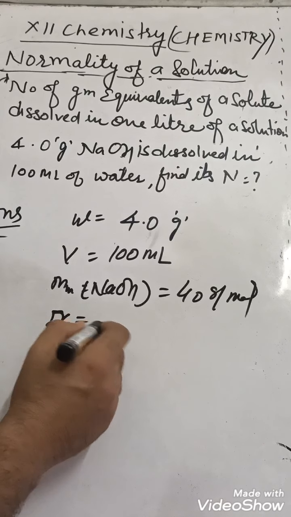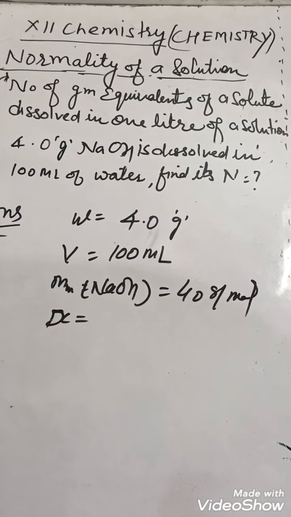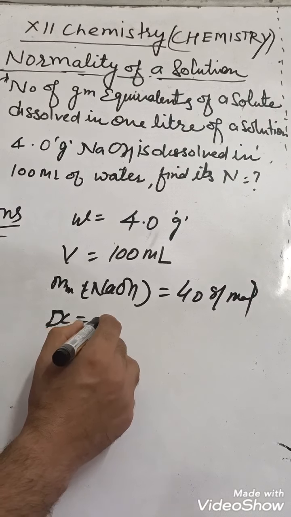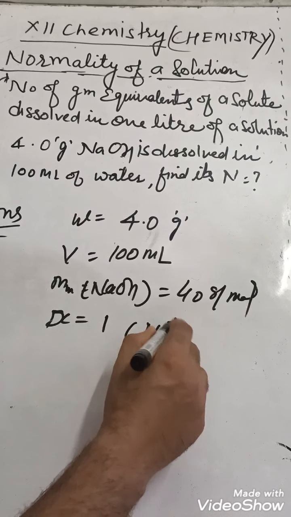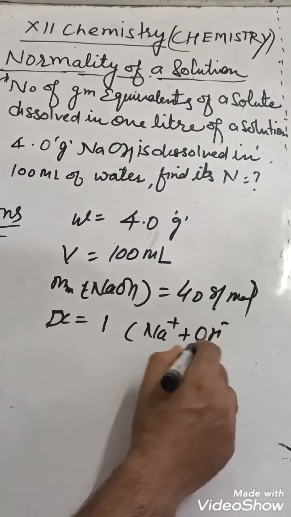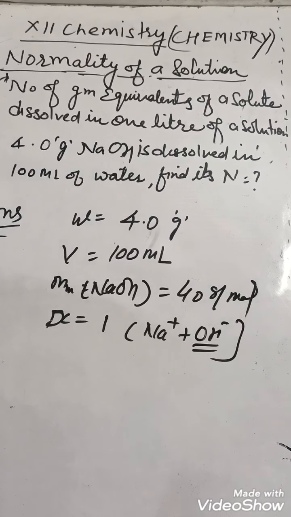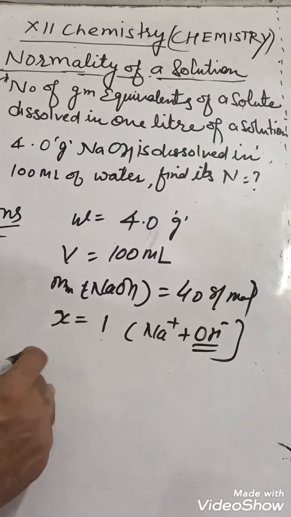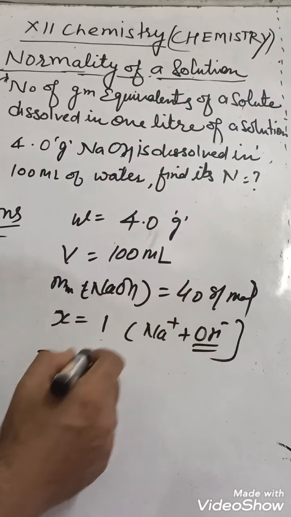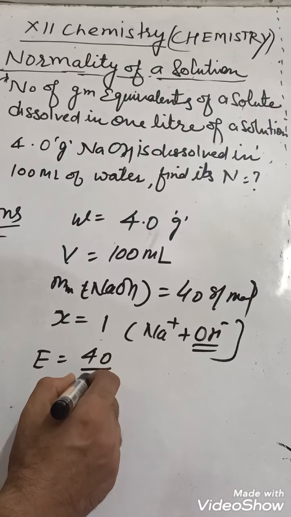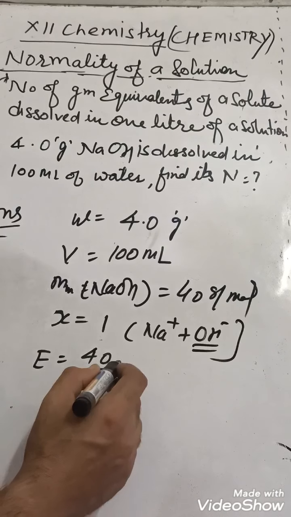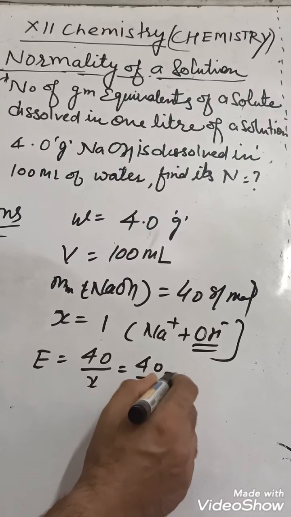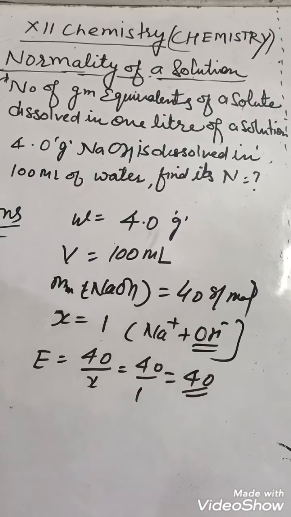Stoichiometry X: NaOH will break down into Na positive plus OH negative. So how many hydroxide are there? 1. So stoichiometry of sodium hydroxide is 1. So equivalent weight will be molar mass 40 upon X, that is 40 upon 1, that is 40. So equivalent weight is 40 gram per gram equivalent.